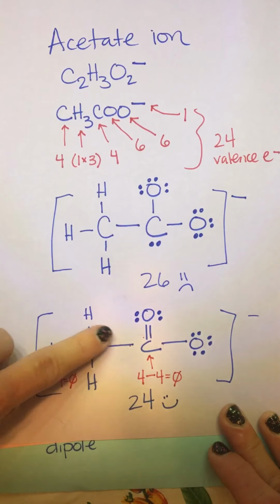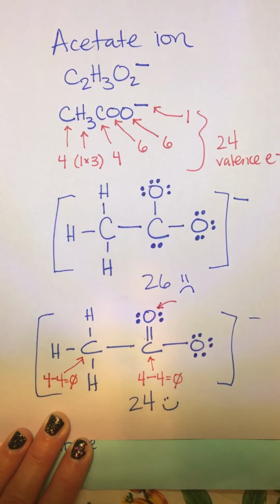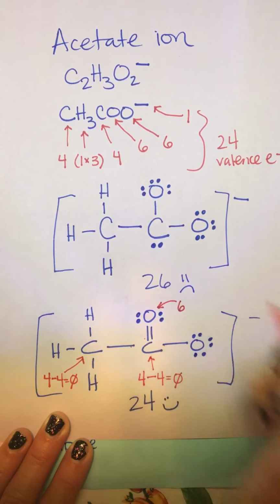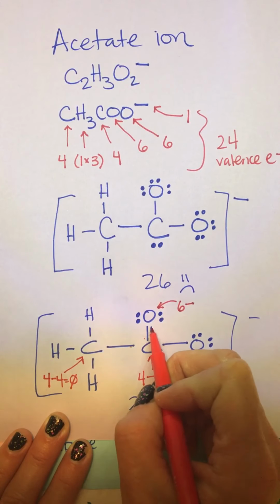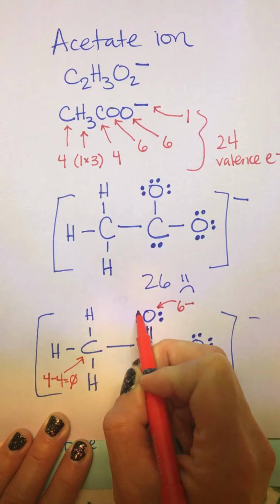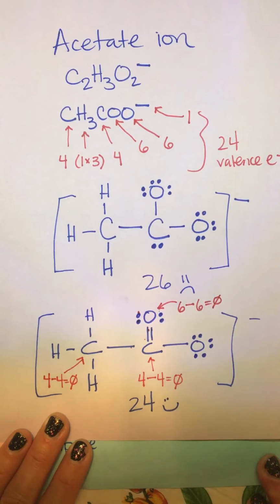Now if you put your double bond here, let's count the formal charge of this oxygen. Oxygen has a valence number of 6 minus, again, half of each bond. So 1, 2, 3, 4, 5, 6. That one's also 0 as well.